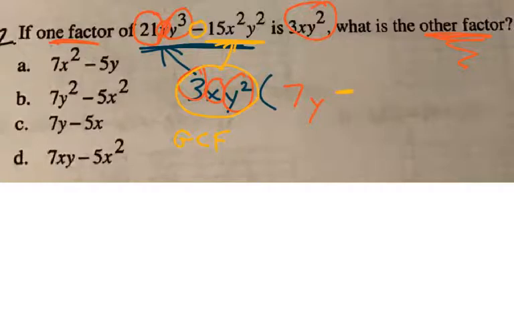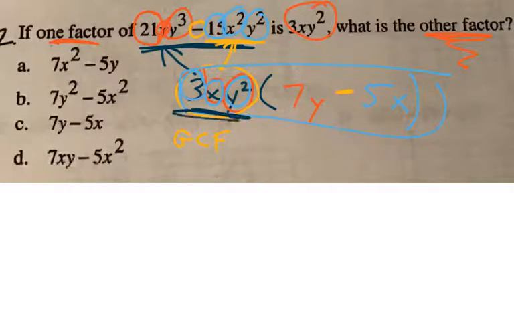So follow the blue here. 15 divided by 3 is 5. x squared divided by x is x. y squared divided by y squared, of course, they cancel out. So this is my factored form, as we like to call it.